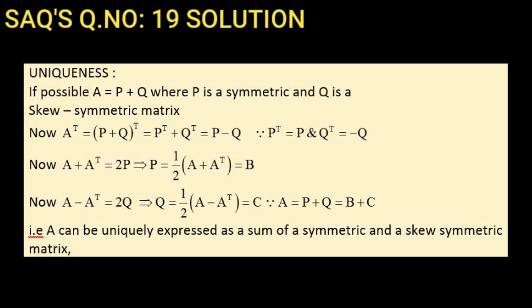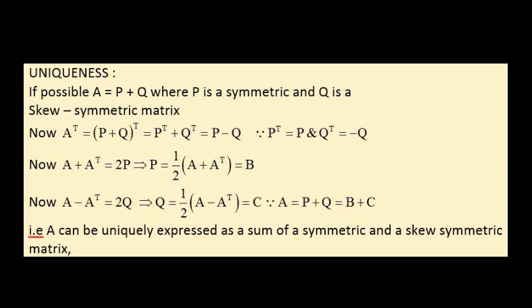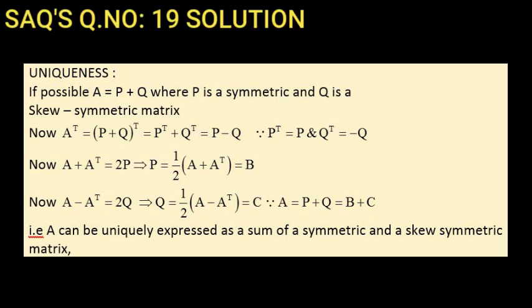Now, A plus A transpose is equal to 2P, which implies P is equal to 1 by 2 into (A plus A transpose), which is equal to B. Similarly, A minus A transpose is equal to 2Q, which implies Q is equal to 1 by 2 into (A minus A transpose), which is C. Therefore, A is equal to P plus Q, which is also equal to B plus C. Therefore, A can be uniquely expressed as a sum of a symmetric matrix and a skew symmetric matrix.